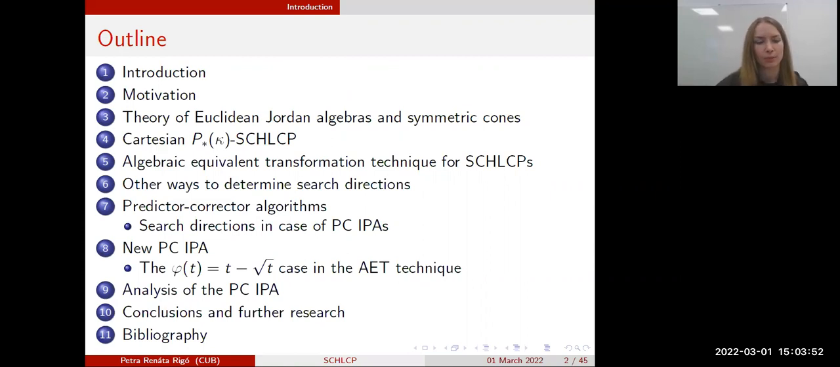This is about the predictor corrector interior point algorithm. I will also show the main steps of the complexity analysis of this algorithm. And of course, there are several further research topics, and I'm going to talk about this as well.